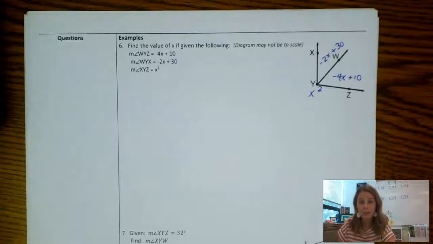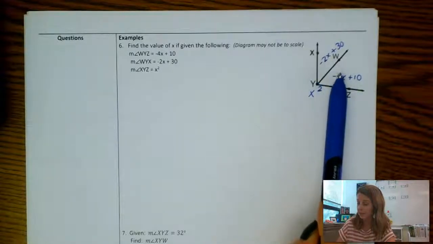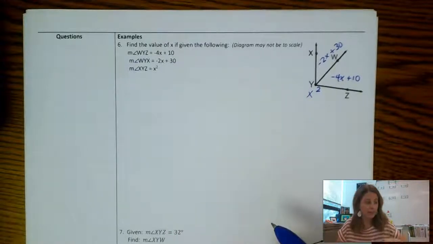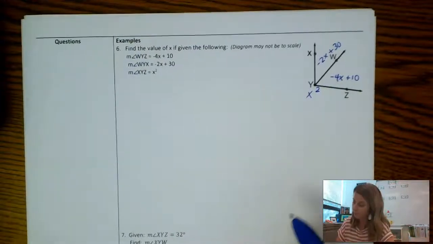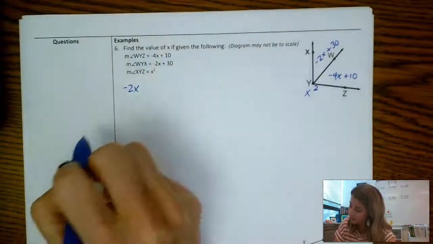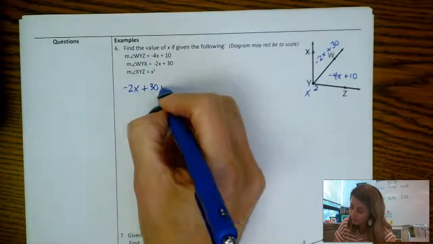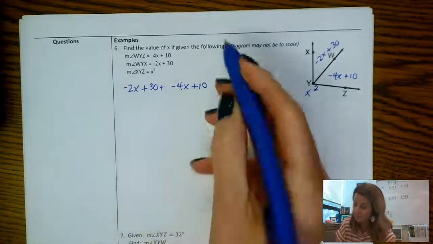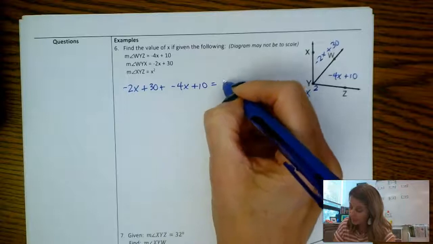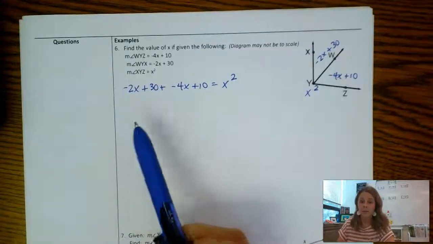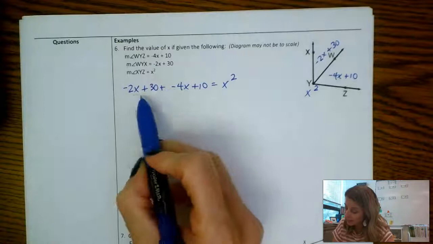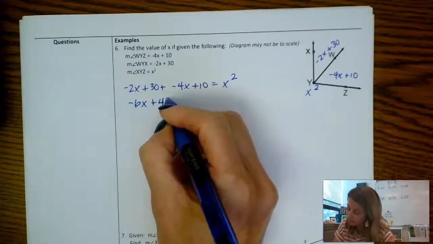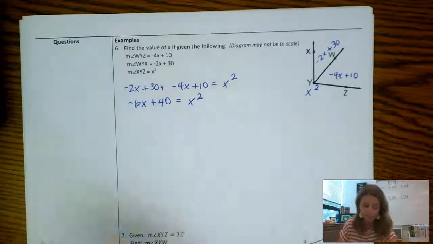The only thing I can work with is the angle addition postulate. The sum of the two interior angles is equal to the total. So let's create that equation. Negative 2x plus 30 plus negative 4x plus 10, I could have written minus there, but I'll fix that in a minute, equals x squared. Let's combine. This is going to be negative 6x plus 40 equals x squared.